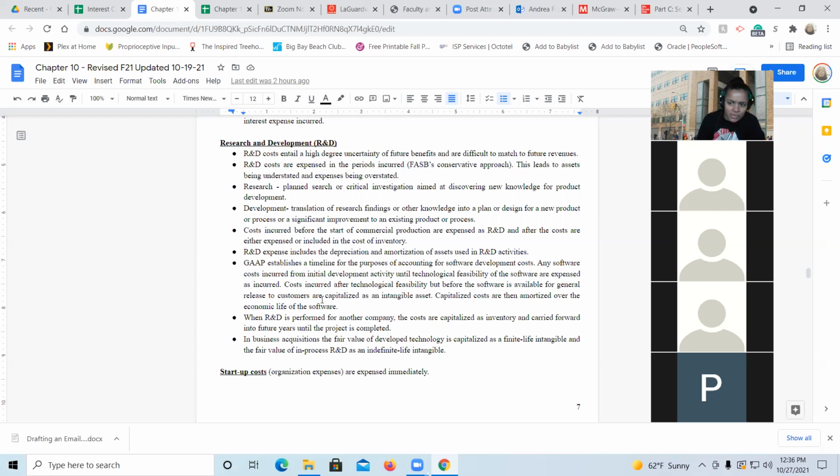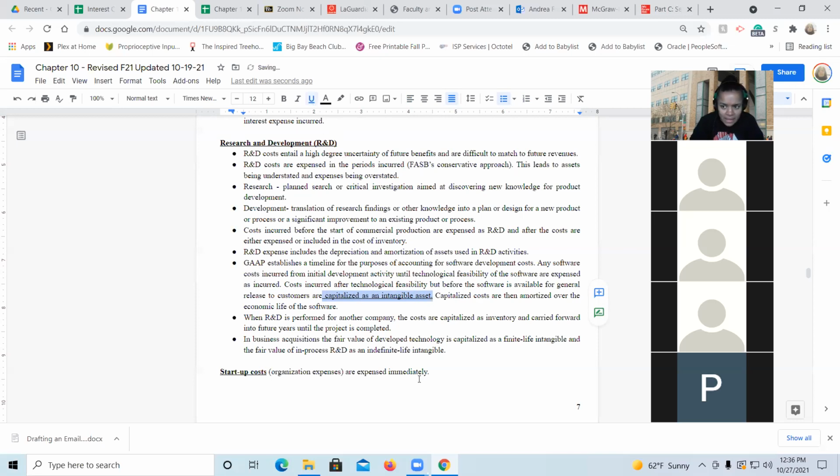But there is an exception around software. There are a lot of companies engaged in developing software. GAAP establishes a timeline for the purposes of accounting for software development costs. Any software costs incurred from initial development activity until technological feasibility of the software are expensed as incurred. So this is where GAAP follows international accounting standards a little bit, because I guess the software companies lobbied enough for this to become a reality. After they've proven that the software is technologically feasible, but before it's available for release, they're allowed to capitalize the software development costs as an intangible asset.